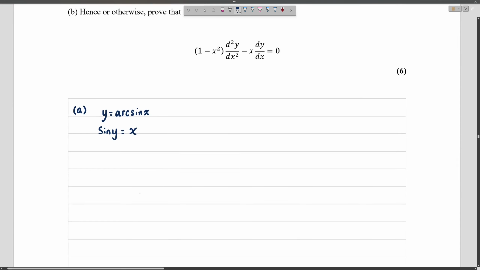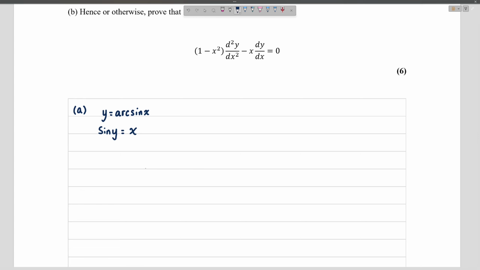And at this point now, what we're going to do is differentiate implicitly, okay? So if we differentiate implicitly here then, what we get on the left-hand side is cos y dy by dx is equal to 1, okay? Now we just want dy by dx, right? So all I need to do here is just divide both sides by cos y. So I'll do it underneath here. So therefore, dy by dx is equal to 1 all over cos y.